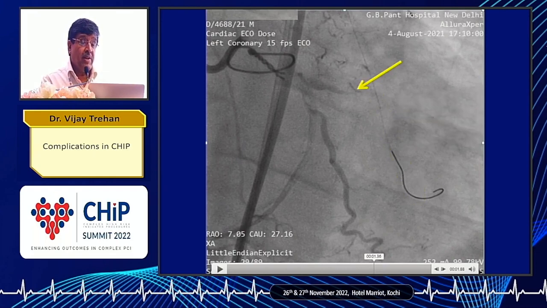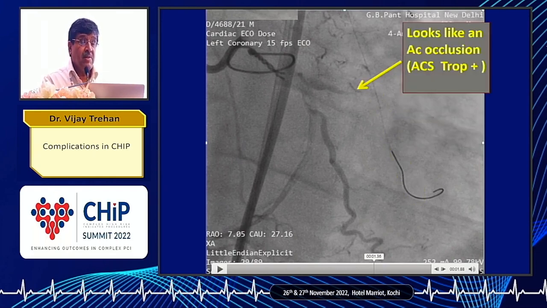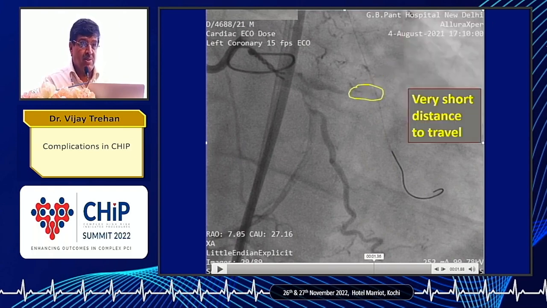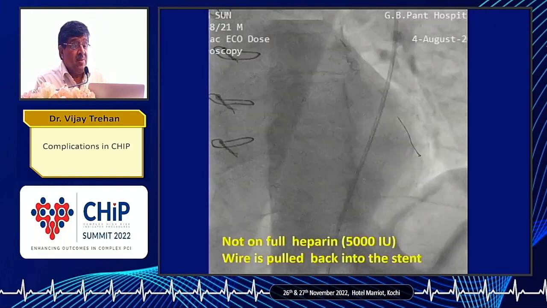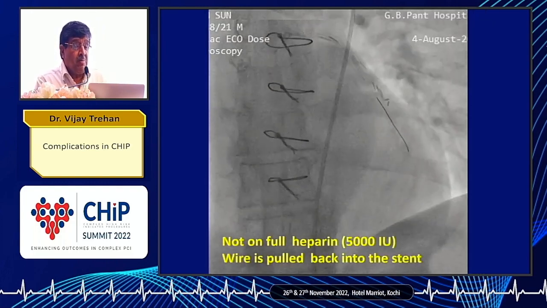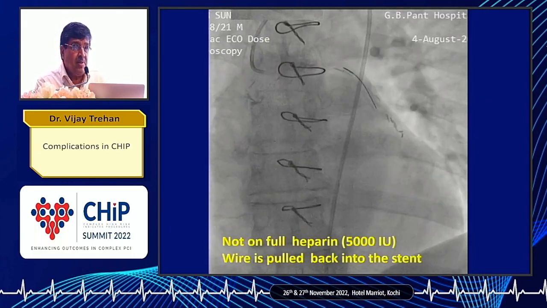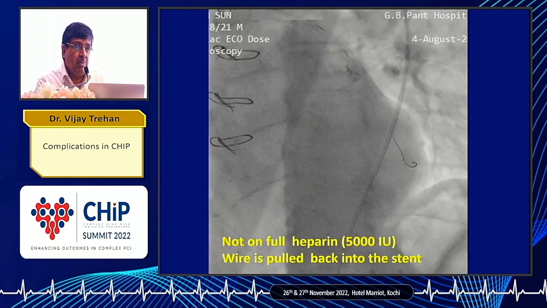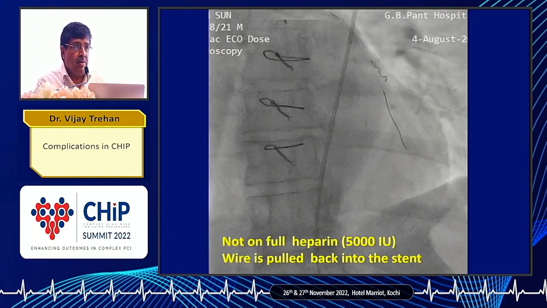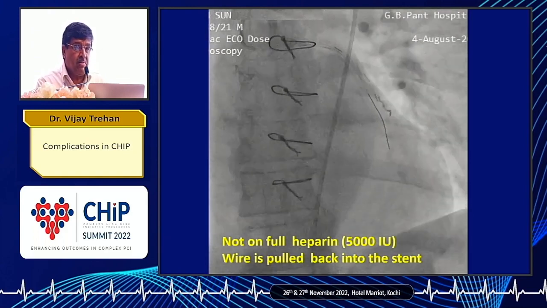This looks very attractive, looks like a beak. And given that it is an acute occlusion, ACS, troponin positive, I think it looks very, very attractive, and a very short distance to travel. So I thought, at least pull out this wire, because most of the time when we are doing antegrade, we give about 5,000 heparin. And after we really get through the lesion, then we complete the heparin, unlike in retro, where we try to maintain an ACT of about 350.